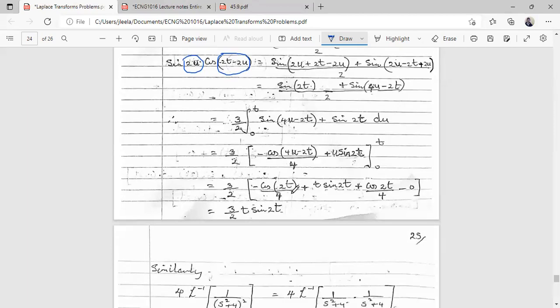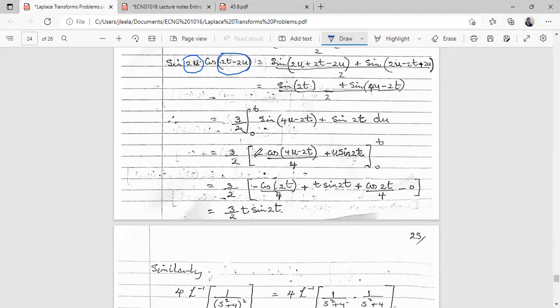So now, all you have to do is plug in t where u is. Because you remember, you integrated with respect to u. So that will be 4t minus 2t. So you'll get minus cos 2t over 4. And then you do the same thing here. So where the u is, you put t. So that is plus t sine 2t.